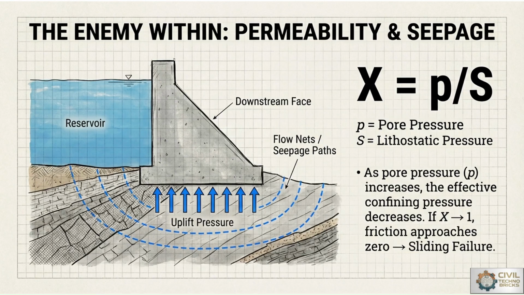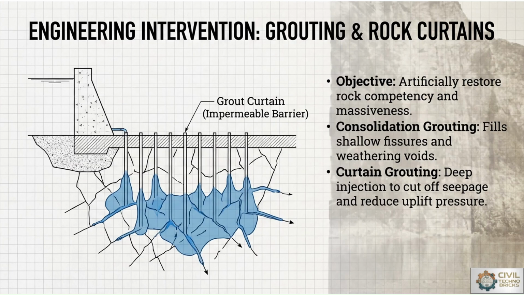As pore pressure increases, the effective confining pressure decreases. So if x is equal to 1, friction approaches. If x is equal to 0, sliding failure will occur. The engineering intervention, or the technique used to prevent such piping failure and seepage problems, is grouting and grout curtains.